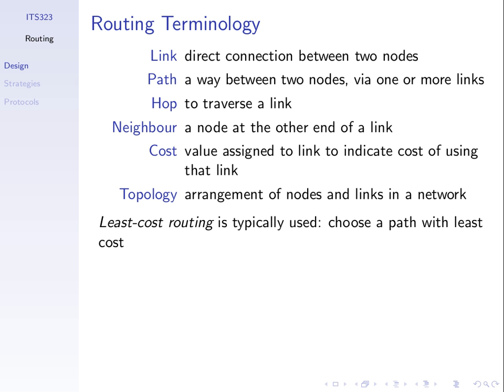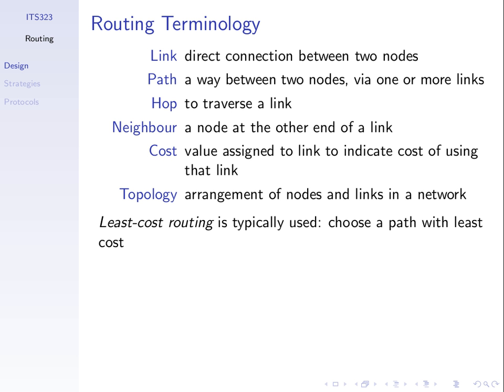In a general cost, this is not a financial cost, but a general cost is a value assigned to a link to indicate the cost of using that link. So if we use distance as the cost metric, and the distance from X to A is 2 kilometres, and from A to B is 3 kilometres, and B to Y is 4 kilometres, then the cost assigned to these links would be 2, 3 and 4. Simple. So we assign some generic cost to our links depending upon what metric we're going to use.